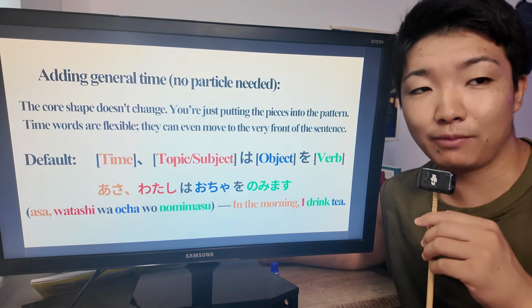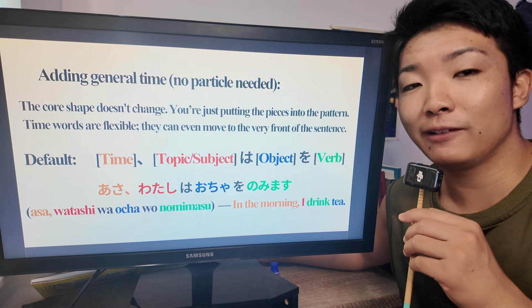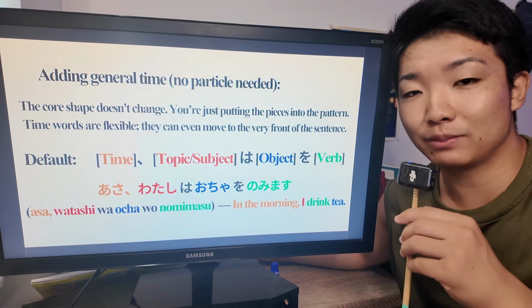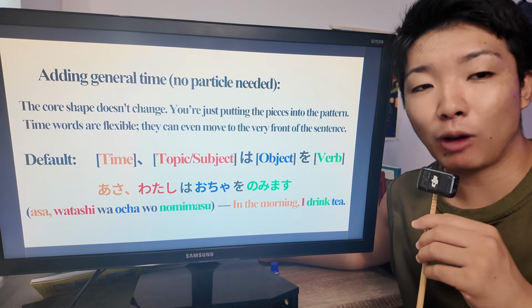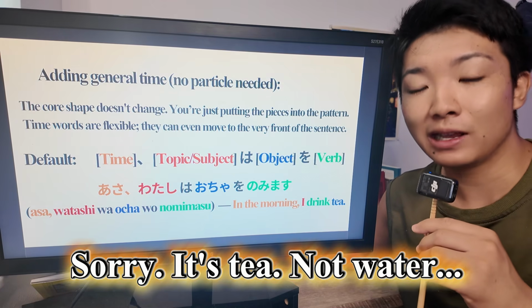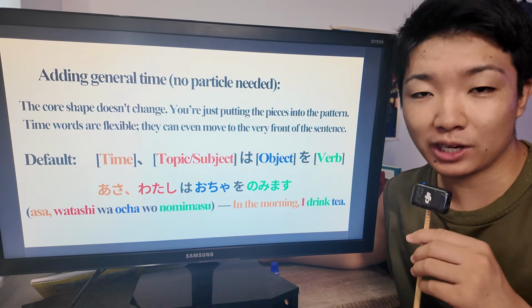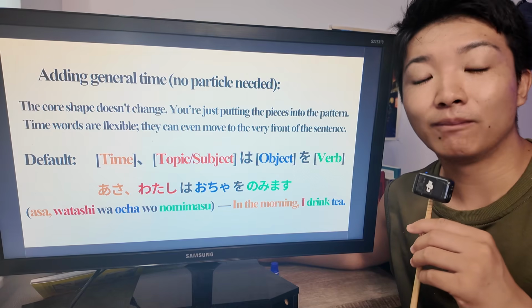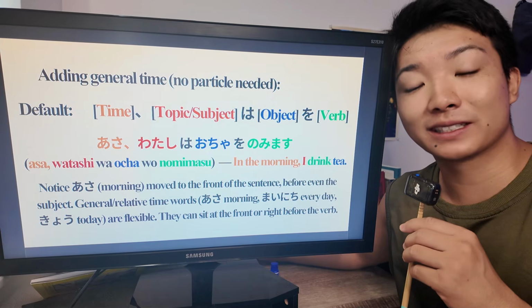You can also add a time to a sentence. So time words are flexible. They can even move to the very front of the sentence. So for example, time, comma, topic subject は object を verb. 朝私はお茶を飲みます, it means in the morning I drink tea. 朝, time, in the morning. 私, topic or subject, I. お茶, object, tea. 飲みます, verb, to drink.